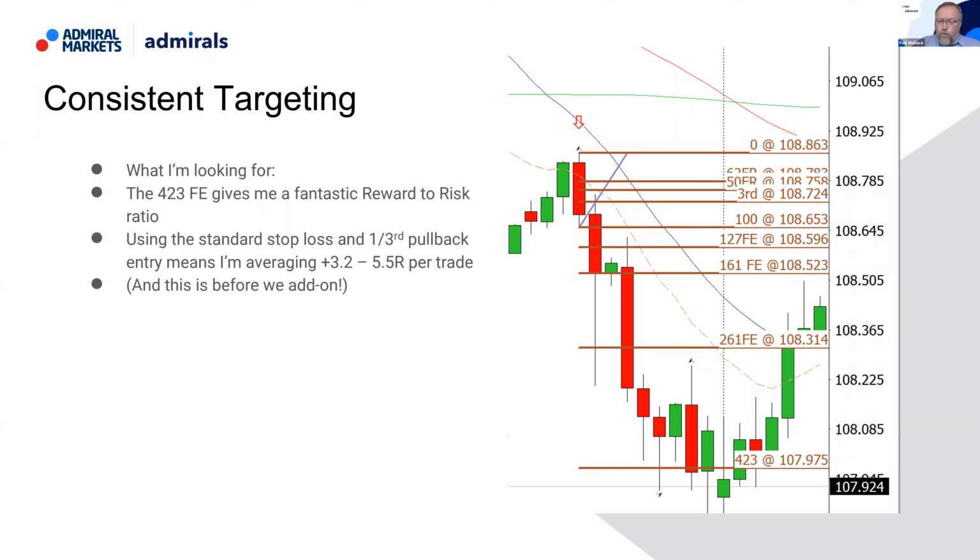Whereas if I use the 423 fib extension as my target, then when I'm using the standard stop loss, which we're covering today, and my third pullback entry, sometimes my reward to risk when that trade works out can be somewhere between just over about 3.2 R to around 5.5 R. Sometimes a little bit more, but as a rule of thumb, it can do that. And that is very handsome.